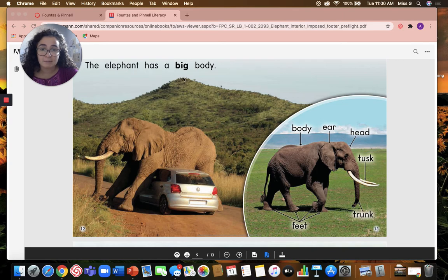The elephant has a big body. Wow, an elephant's body. Look at the elephant next to the car. An elephant's body is much bigger than a car. An elephant must be huge. And here we have a new label. So let's just read the old labels together. Head, pointing to the head. Ear, pointing to the ear. Trunk, pointing to the trunk. Tusk, pointing to the tusks. Feet, pointing to 4 feet. And now our new label says body, and it's pointing to the elephant's body.